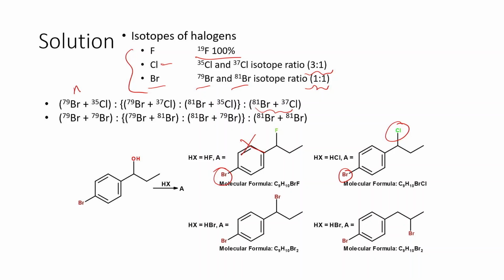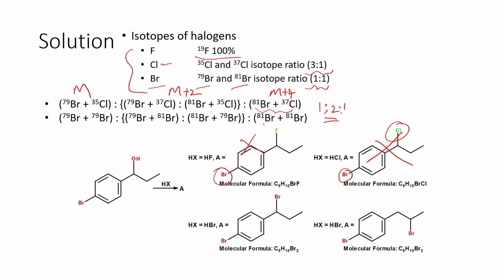So the first one will be the M ion, the second one will be M+2, and the last one will be M+4. When we do the calculation of all 3, since the ratio of chlorine 35 and 37 is 3:1, they can never lead to a 1:2:1 type product. So chlorine is also ruled out. Now we are left with only two other options where bromine is the only substituent.